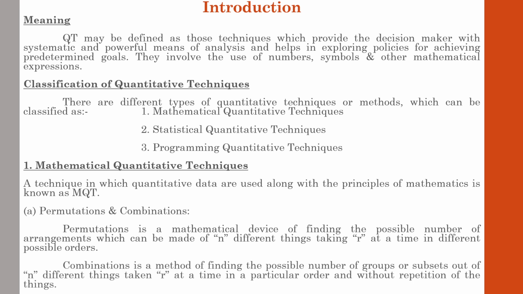Next one, combinations. Combination is a method of finding the possible number of arrangements or subsets out of n different things taken r at a time in a particular order and without repetition of the things. Note the point, in a particular order and no repetition of the certain arrangement. There is an equation for finding the combination also. We will discuss that part in detail in the coming sessions.